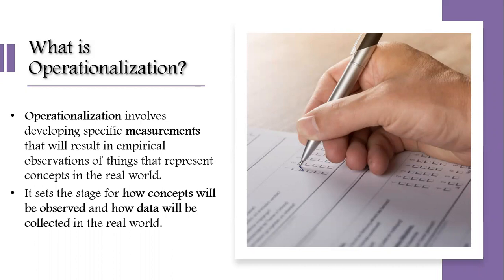So operationalization involves developing specific measurements that will result in empirical observations of things that represent concepts in the real world. It sets the stage for how concepts will be observed and how data will be collected in the real world. Okay, so essentially, this term operationalization is just a big fancy word for measurement.